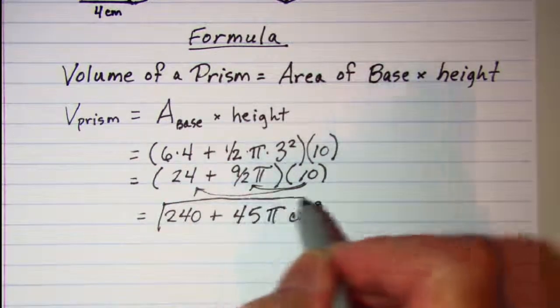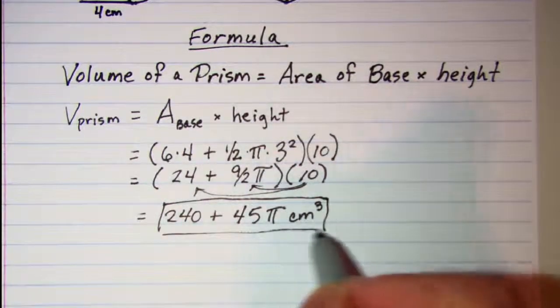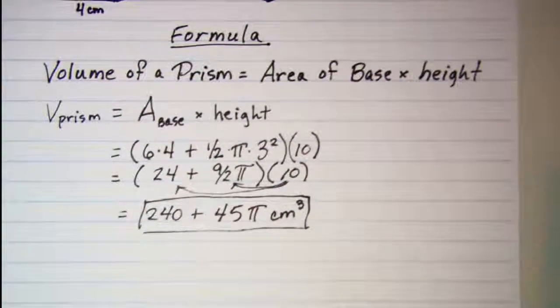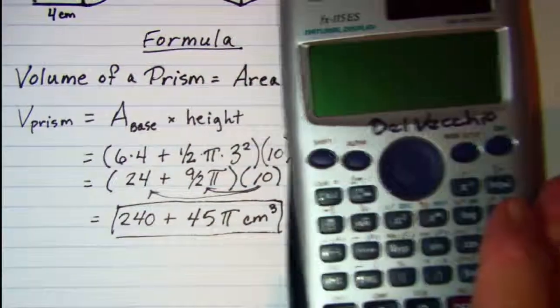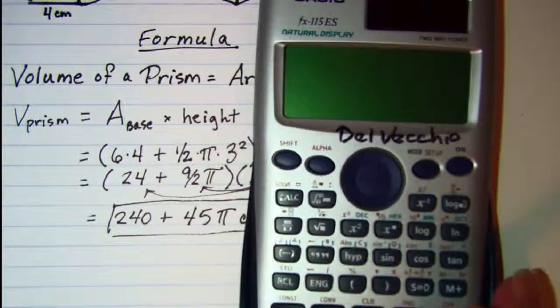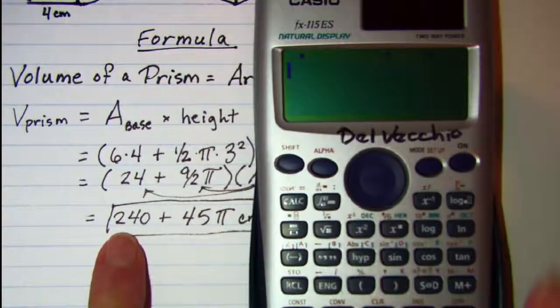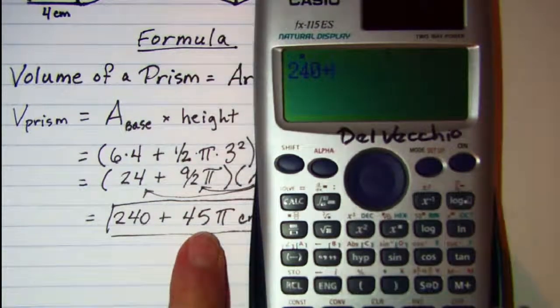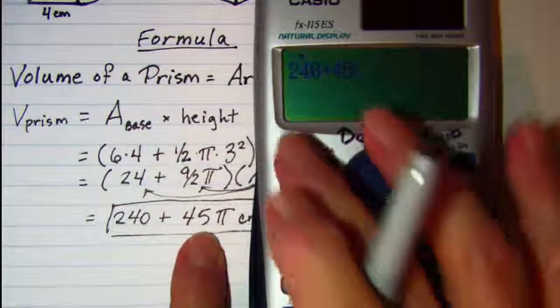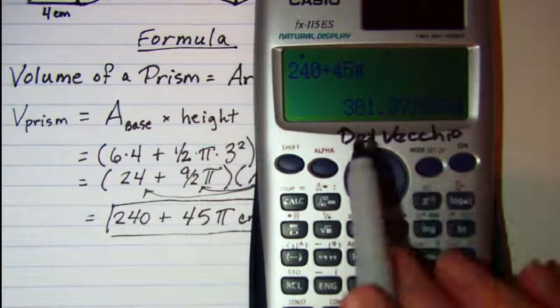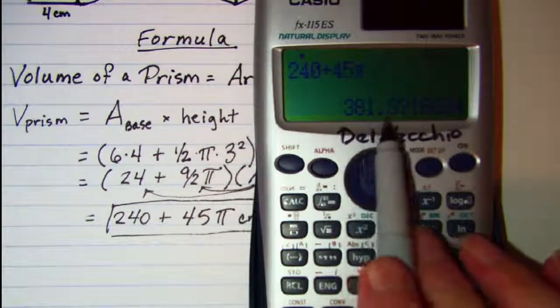This is my answer. Let me get a calculator and we can find the approximation for this. So I have 240 plus 45 times pi, which is approximately 381.4.